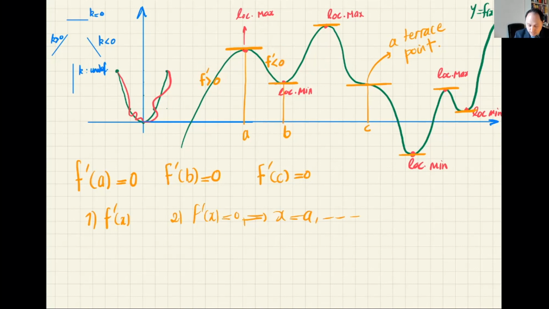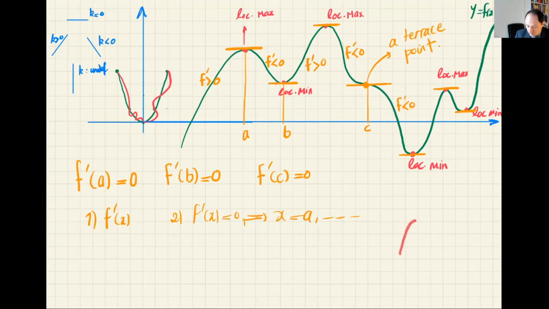So it means that at a local minimum and maximum, the sign of my derivative is changing. For a maximum, it changes from positive to negative. For a minimum, it changes from negative to positive. But if I want to see about the terrace point, here you see the function is decreasing. So it means that the derivative is negative. Here still the derivative is negative. So you see that the sign of the derivative is negative, still negative, doesn't change.